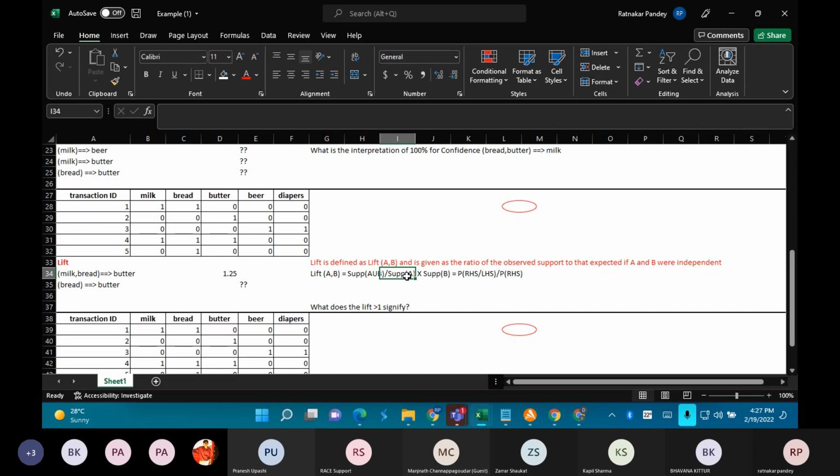So diaper and broom, let's assume they are not related at all. Then the lift will be 1. They're completely independent, because the support of A union B, if you expand that, is two independent events happening together. When two independent events happen together, the probability of both happening is nothing but the probability of the first happening times the probability of the second happening.